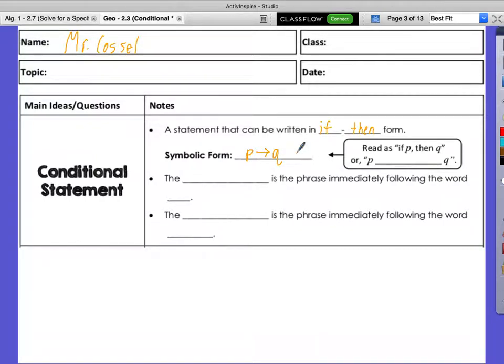Okay, so the blank is the phrase immediately... Oh, excuse me, I need to also say this. We can also say that P implies Q. If something is implied, it means it follows something else. If we're implying a sentence, we're saying, well, if it rains, then yeah, the grass will be wet. It's implied. It's true without even saying it.